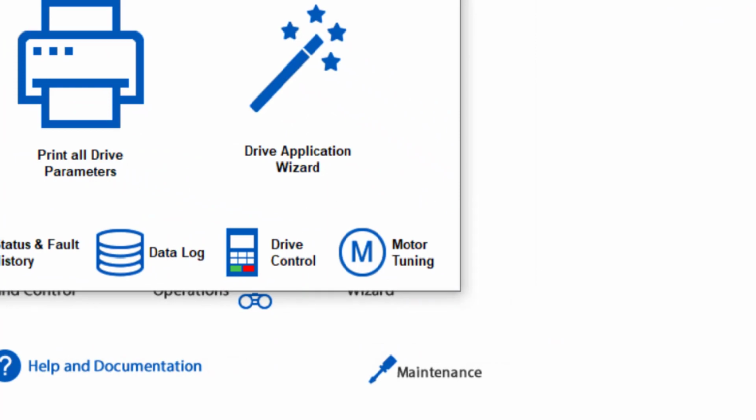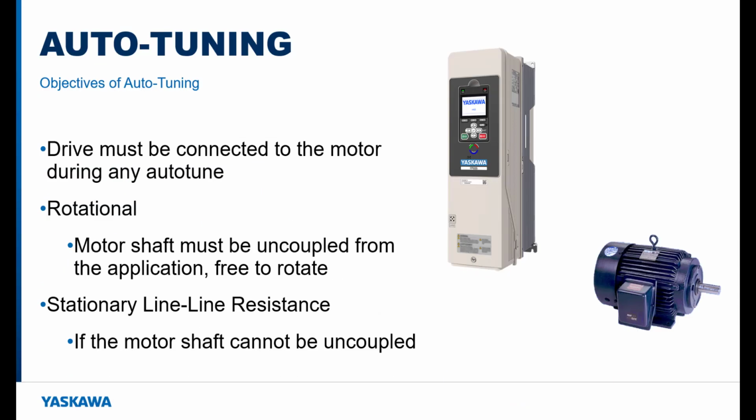Next, we will auto-tune. There are different types of auto-tuning, but primarily rotational or stationary. This also can be done at the end of the application wizard. This, of course, requires the drive to be powered up and the motor to be connected to the drive.